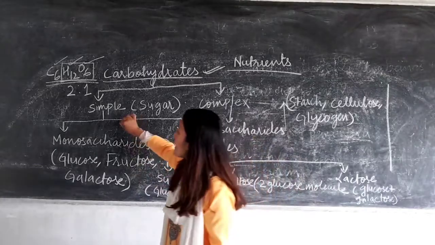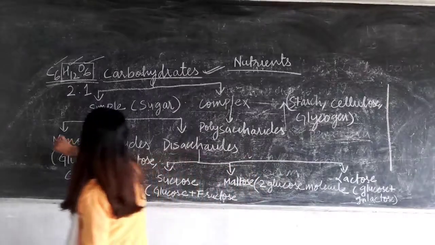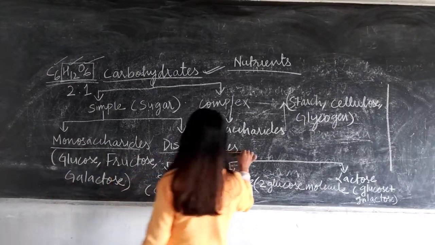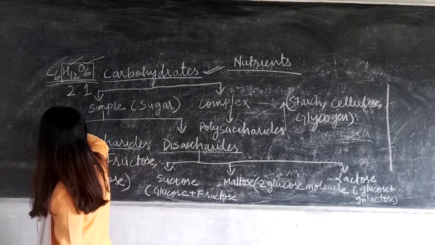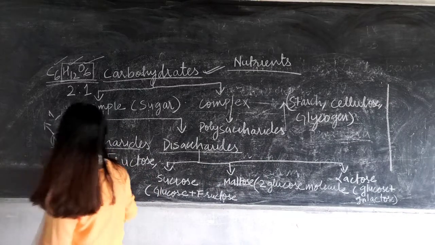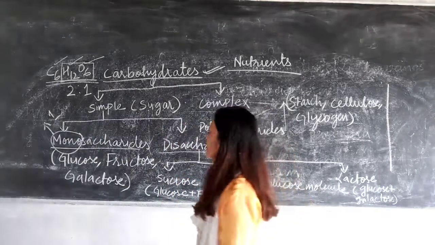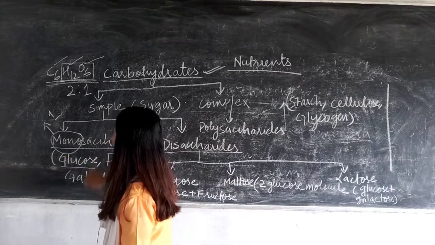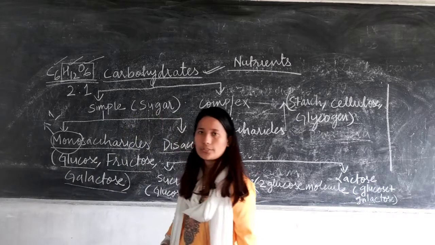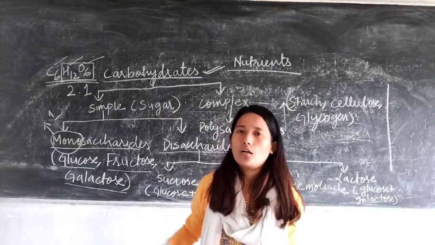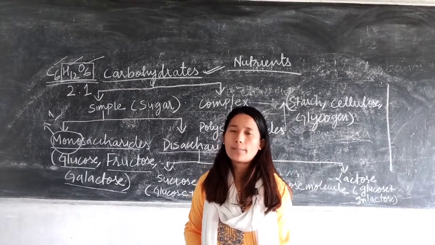Simple carbohydrates can be further divided into monosaccharides and disaccharides. The name itself tells you: mono means one and saccharide means sugar, so it is made up of only one sugar unit. Examples are glucose, fructose and galactose. These are examples of monosaccharides.